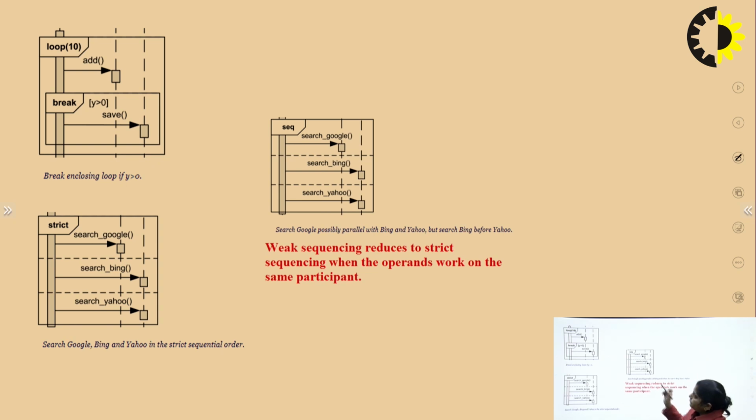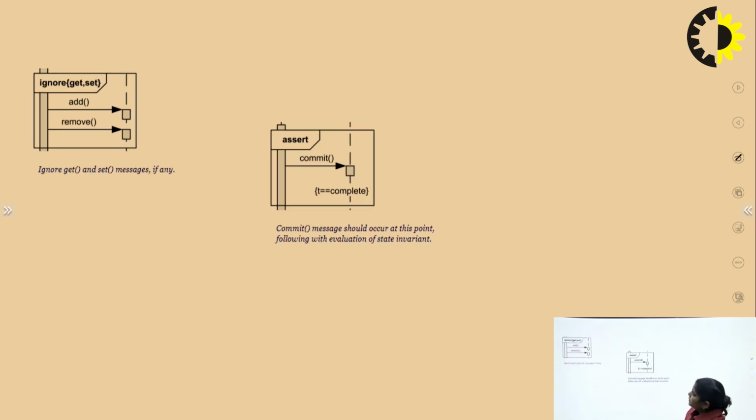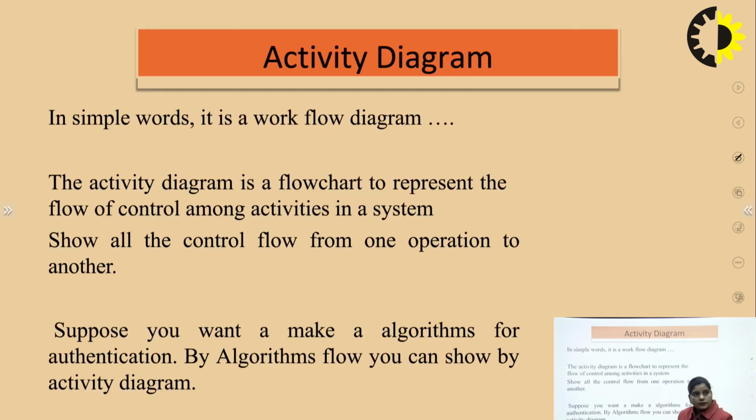Again, when we have a break command, then in this way we will use break in a sequence diagram. It reduces to strict sequencing when the operands work on the ignore, get and set word or parameter, and this is an for assertion parameter.